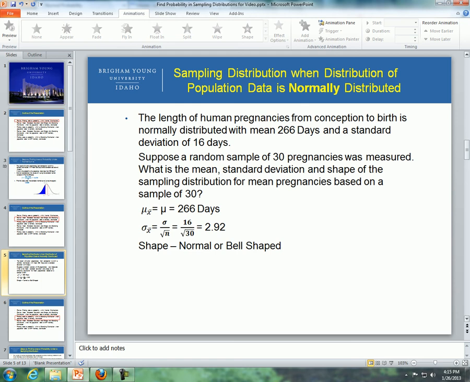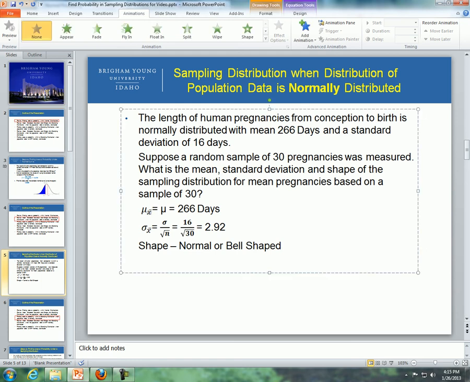Well, the mean of our sampling distribution, or mean of all possible means, is equal to the mean of the original population, which is 266 days. The standard deviation of our sampling distribution is the standard deviation of the original population, which is 16 days, divided by the square root of our sample size. Our sample size is 30, and we'll get a new standard deviation of our sampling distribution of 2.92.